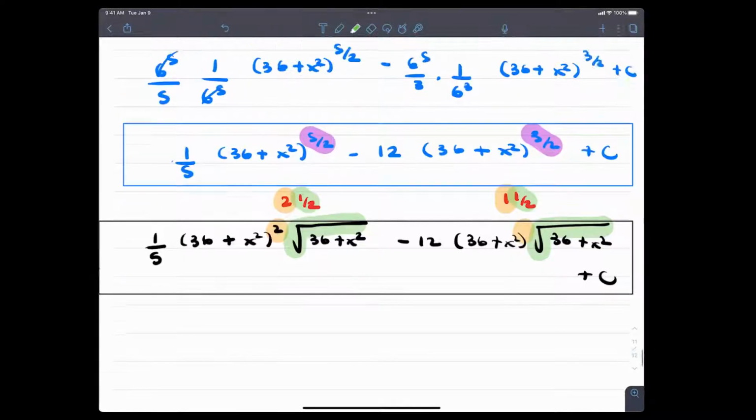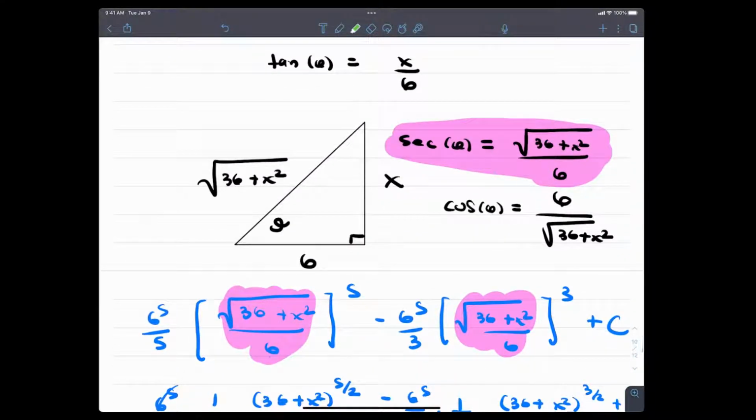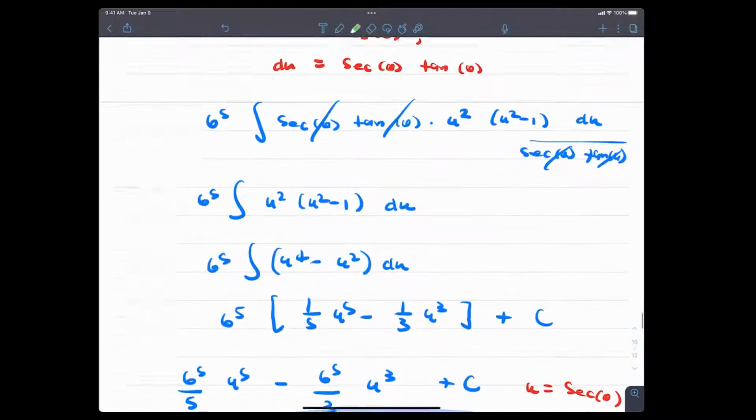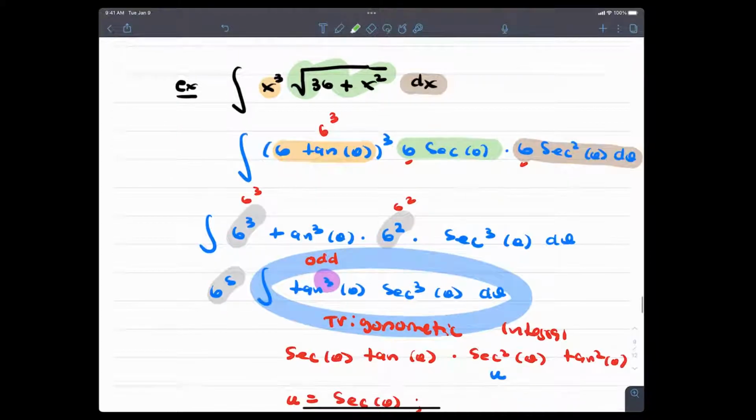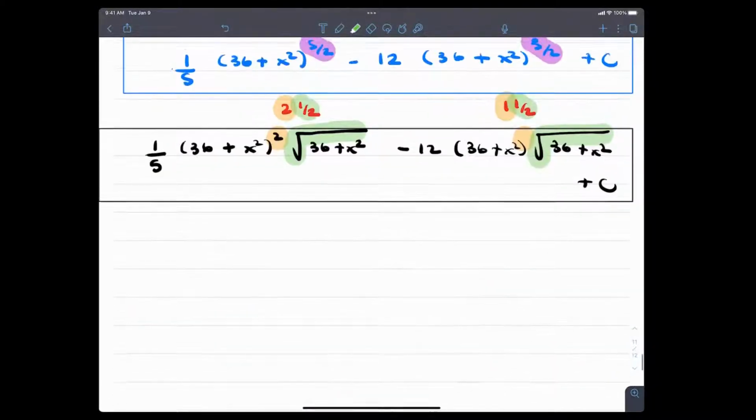But as you guys can see, there's some details there. You got to go back to that right triangle to get the trig identities or the trig ratios that you may need. But that's an example of a case 2 integral.